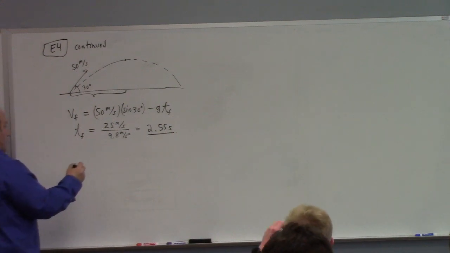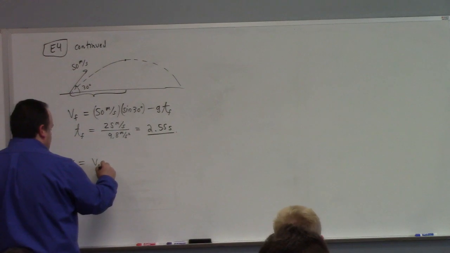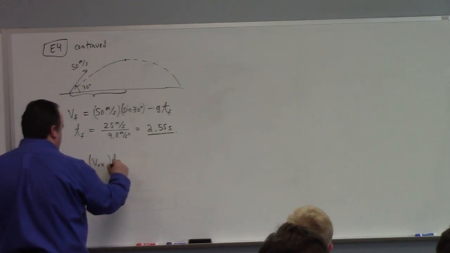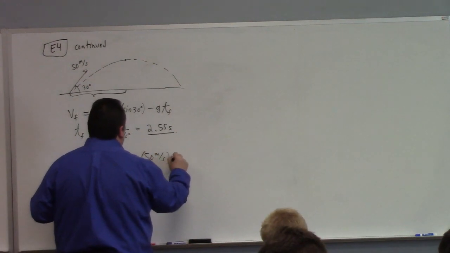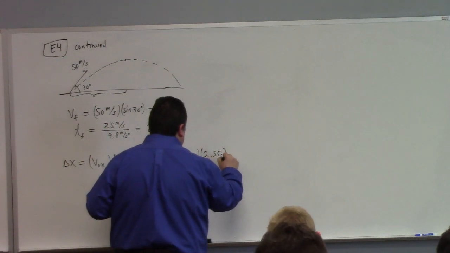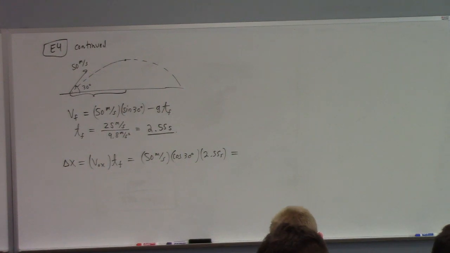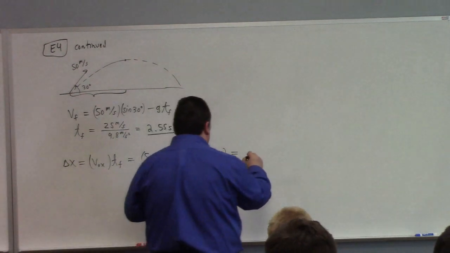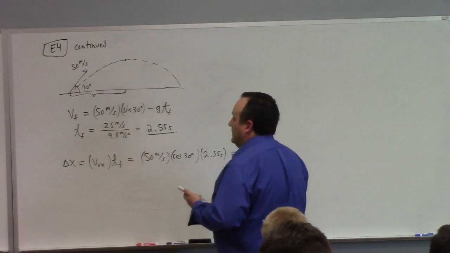And so the answer for part B, change in X, would just be V naught X times the time, which would be 50 meters per second times the cosine of 30 degrees times my 2.55 seconds. So the answer where B lands is apparently 110.5 meters over.